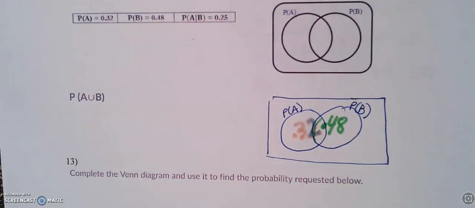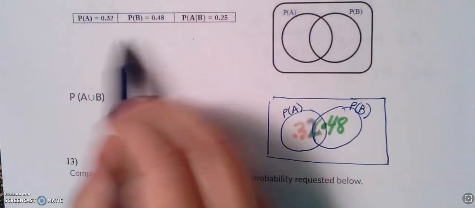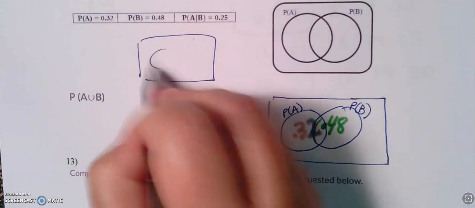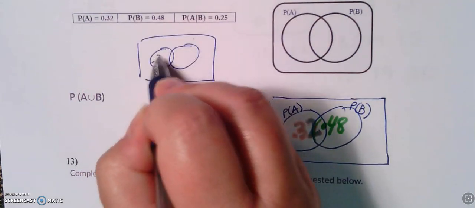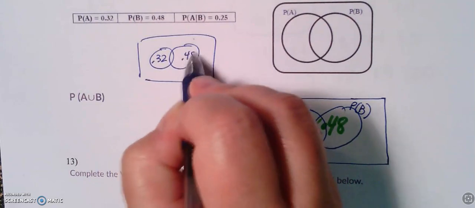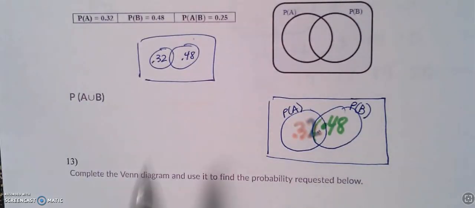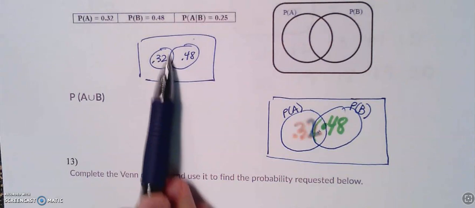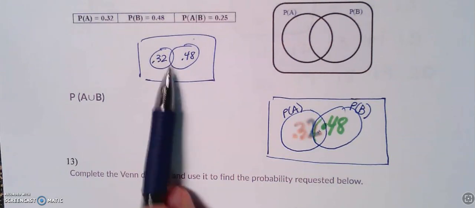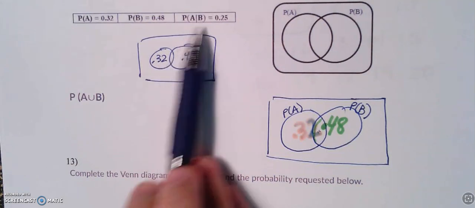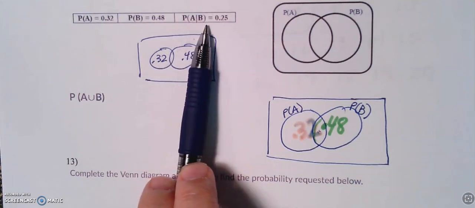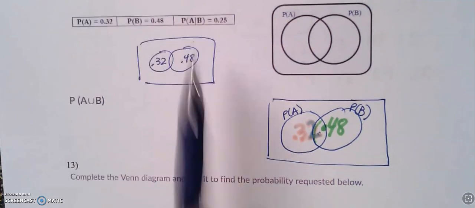So don't make the mistake of getting this information and saying, oh, that means that this is 0.32 and this is 0.48. Because some of that 0.32 is in that little part in the middle that's overlapping, and some of the 0.48 is in the middle part that's overlapping. So I have to use any other clue that I have to help me figure out what's in the overlapping part. And a lot of times that's the best information to figure out first.